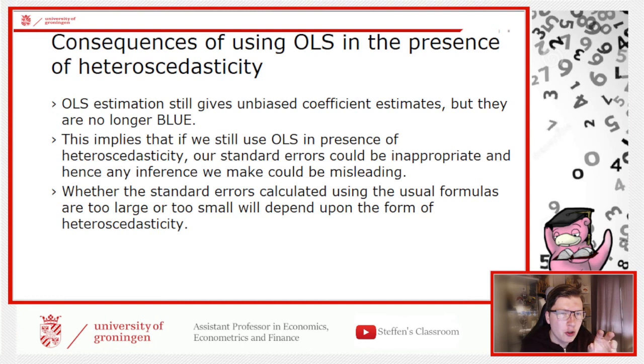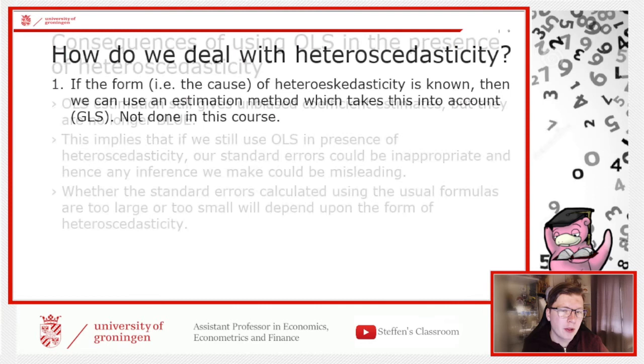Actually, it depends on the type of heteroscedasticity, so I cannot say which one is most likely, whether they get too large or too small. All I can say is that they're not correct. That is, they're simply off from the actual value that you wish to estimate. Whoop. So how do we get around it?